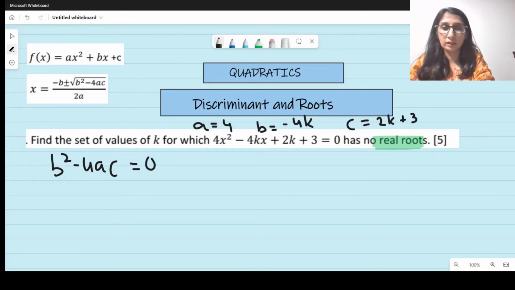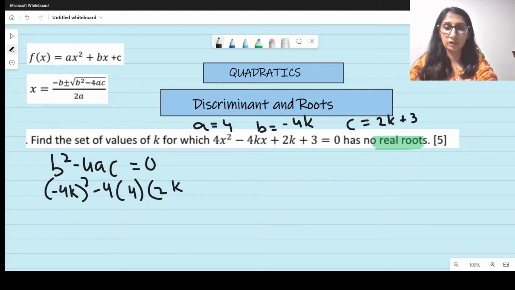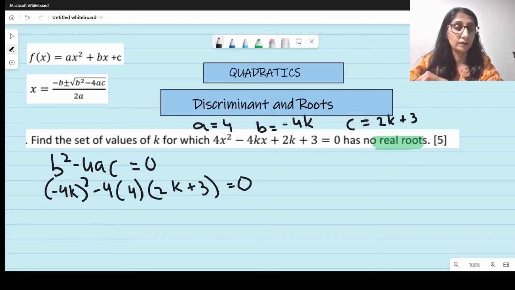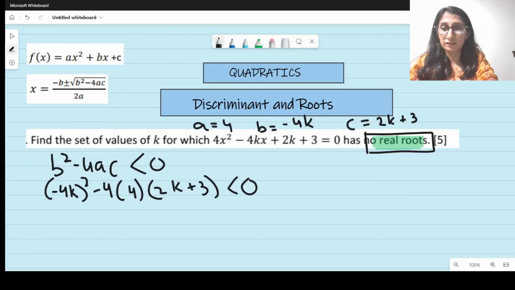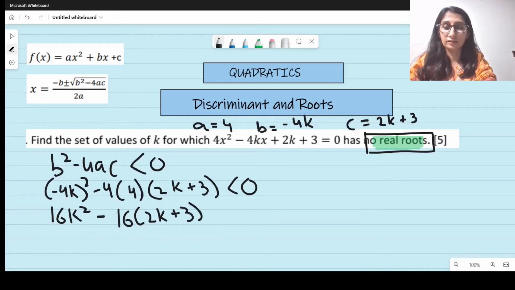So let's substitute these values here. So minus 4k whole square minus 4, A is again 4, and C is 2k plus 3, and equate it to 0. I'm sorry, my bad. When there are no real roots, that means that b square minus 4ac is less than 0. So 16k square minus 16 times 2k plus 3 less than 0.